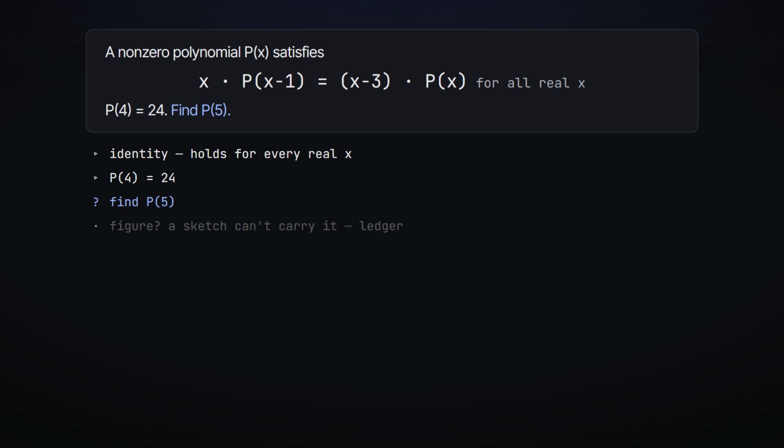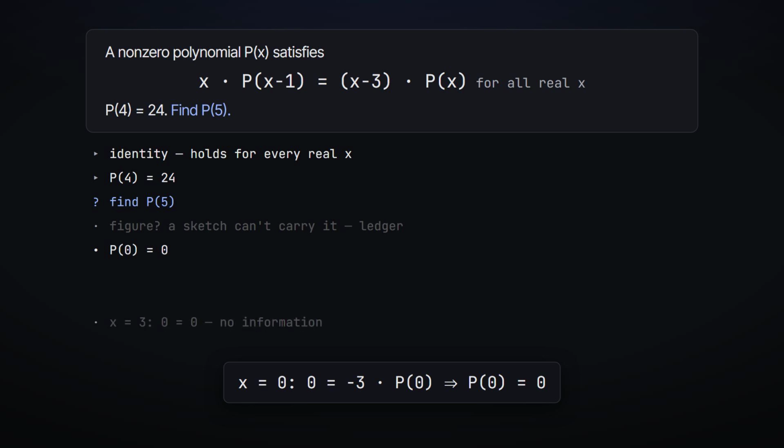I want an x that makes one side trivial. X equals 0 kills the left. 0 equals minus 3 times p of 0. So p of 0 is 0. A root, and it costs nothing. X equals 1. The left side is p of 0, which is 0. So p of 1 is 0 too.